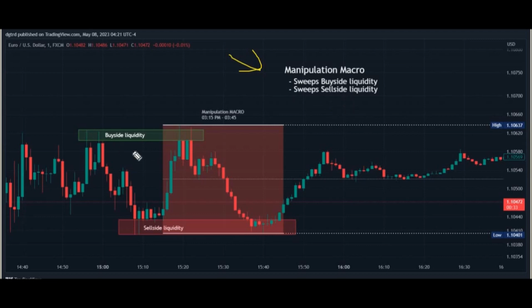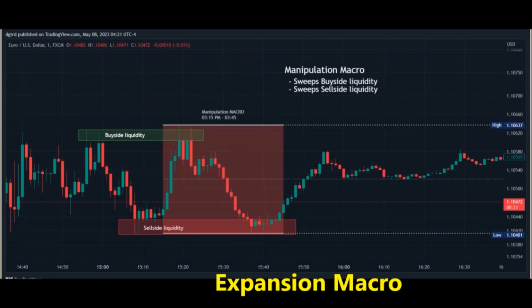We have talked about buy side liquidity and sell side liquidity on the LuxAlgo concept. By the way, I did that video so recently, so if you don't understand what we mean by sell side liquidity, you can check out that video. So guys, that's what we mean by a manipulation macro. You're supposed to understand that it is characterized by liquidity being swept on both the buy side and the sell side. So let's look at the expansion macro.